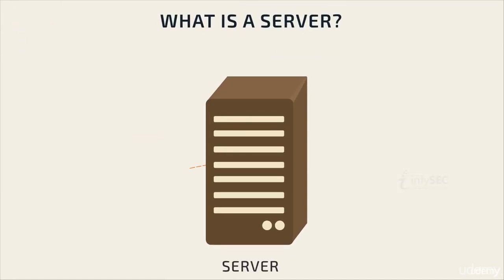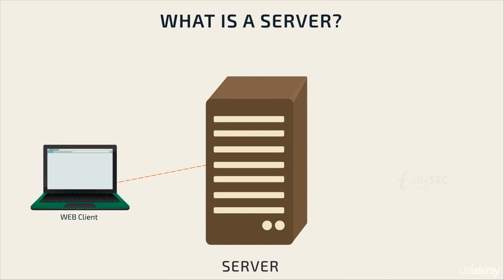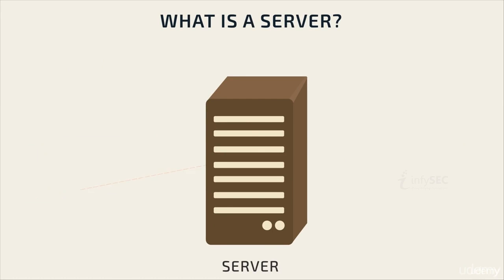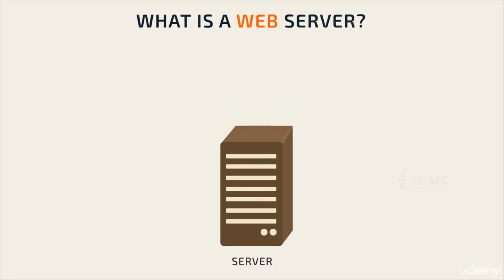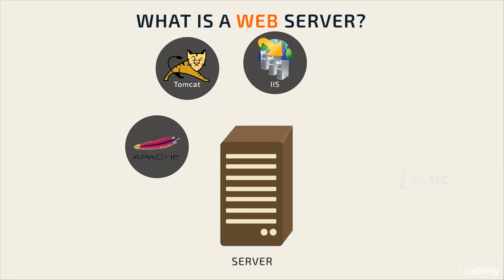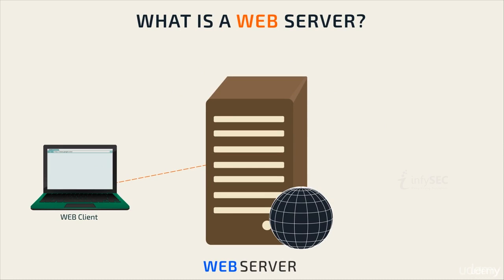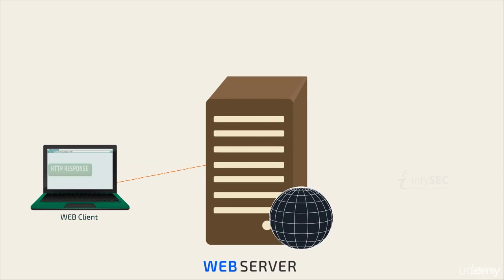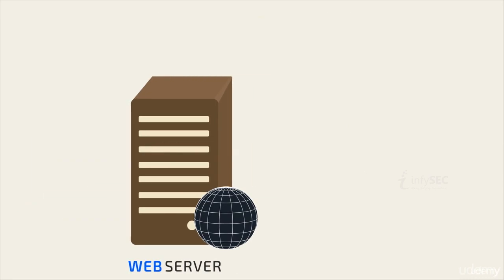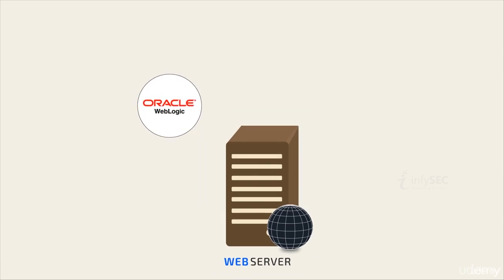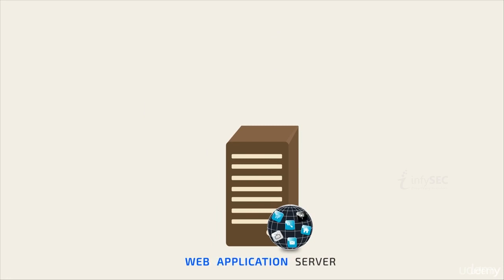So, what is a server? As the name implies, it is a computer that serves the requests from the clients. What is a web server? When a server service, such as Apache, Tomcat, IIS, or Zeus is installed on a computer, it becomes a web server capable of handling requests for the static pages. Installing services such as Oracle WebLogic or Glassfish over a web server will transform it into a web application server.